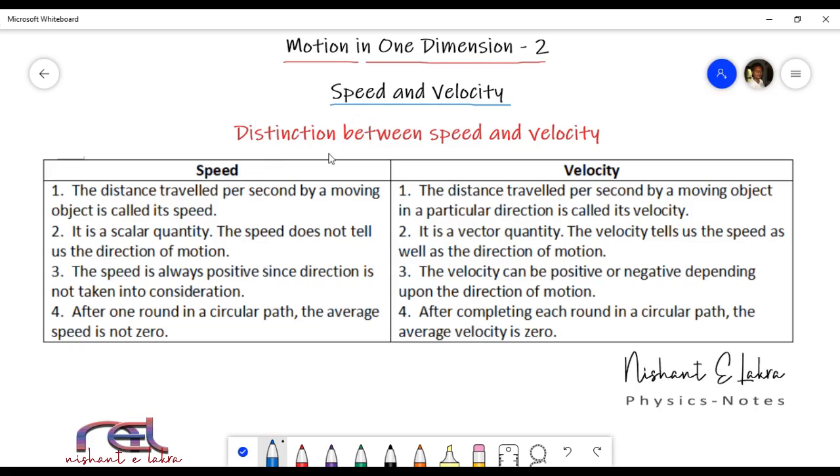Here are the distinctions between speed and velocity. You can study it by yourself, go through it and remember it. I hope you have understood this part of speed and velocity. Keep studying and keep learning.